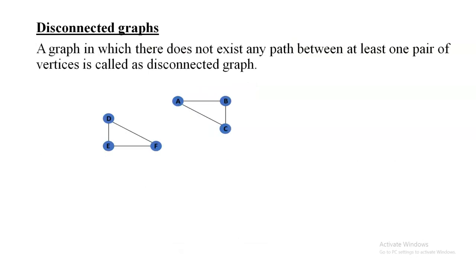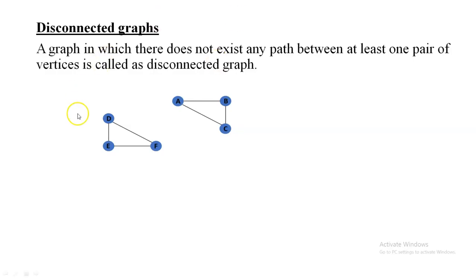The next one is disconnected graph. Here you can see this is a whole graph, but there will not be any edge present between some nodes. So suppose if you want to travel from D to A, you cannot travel because there doesn't exist any edge between those vertices. So this type of graph will be called as a disconnected graph. So these are the various types and components of the graph.